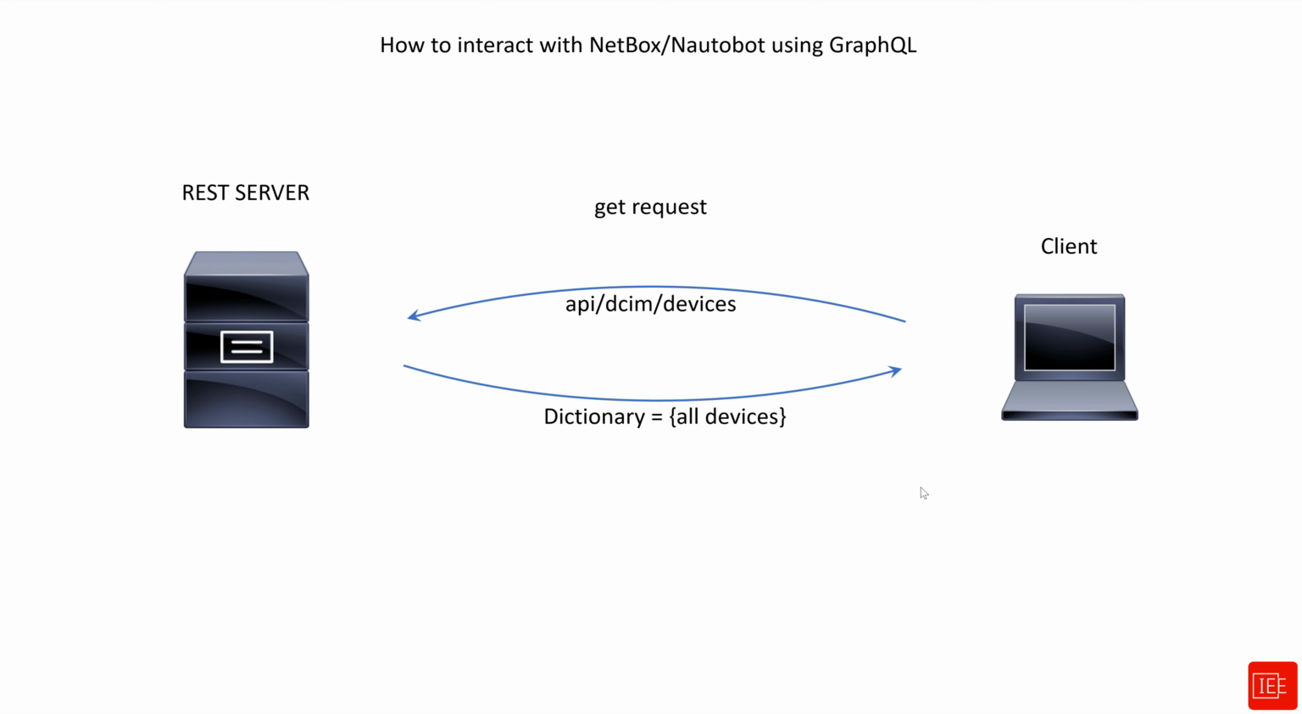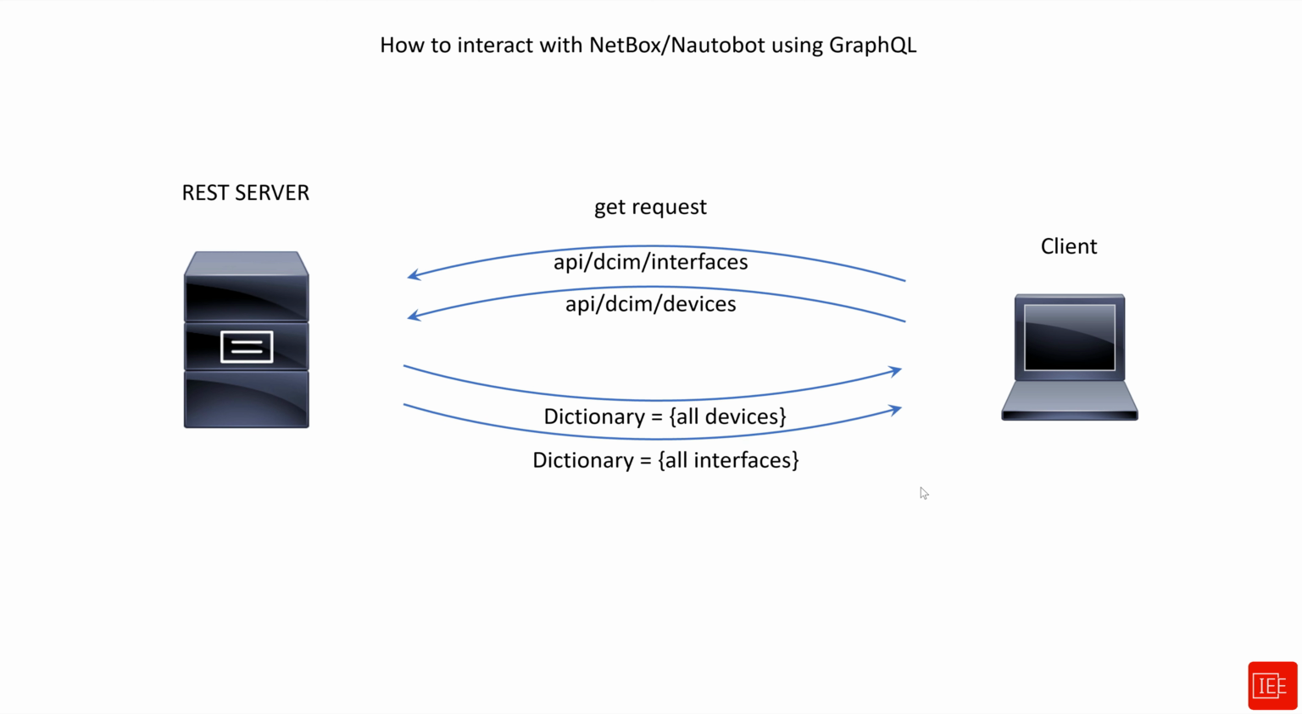Now, let's say that we also want to get interfaces. So we will need to initiate another GET request to get all the interfaces from NetBox. The server will then respond to this request and send us back the data we need. And the list will just increase exponentially according to your use case. This approach might not be the most efficient method you could use.